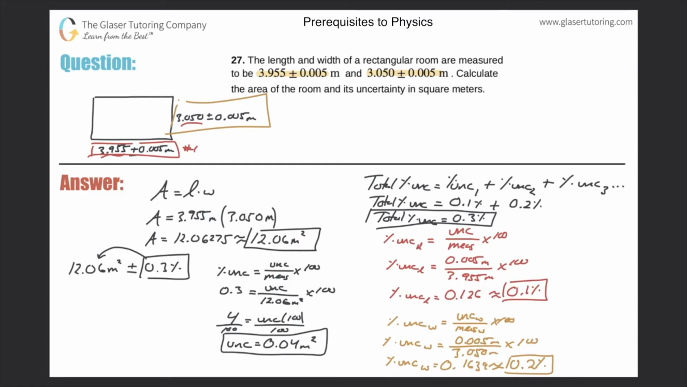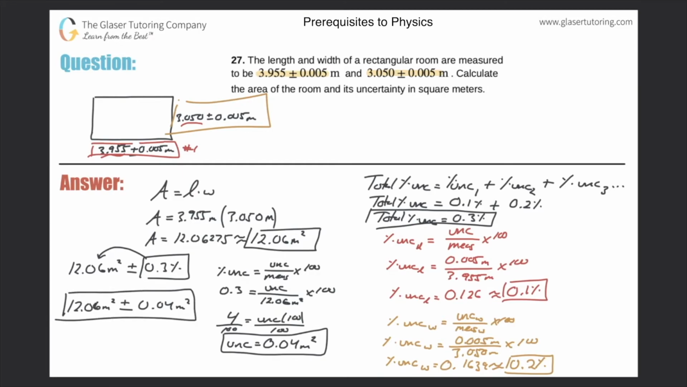So now what I'm going to do, instead of writing my measurement with its associated percent uncertainty, now I'm going to write my measurement with its associated uncertainty. So 0.04 meters squared. Okay. And that would be the final answer.